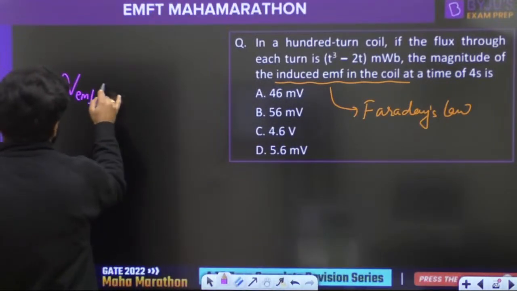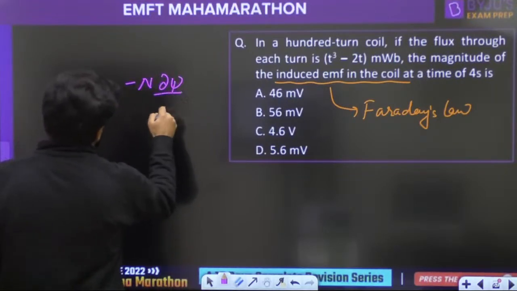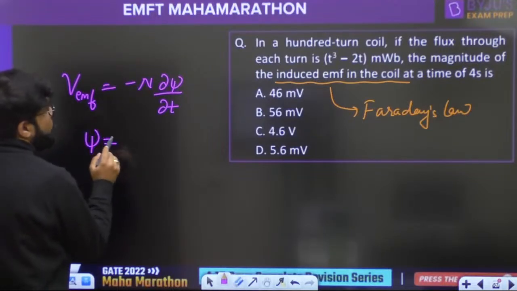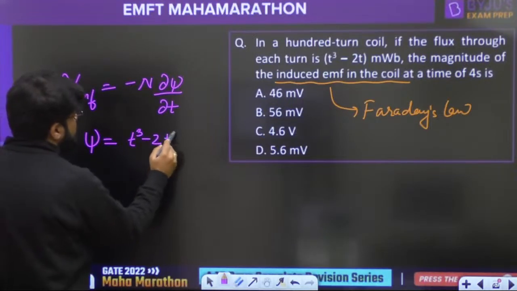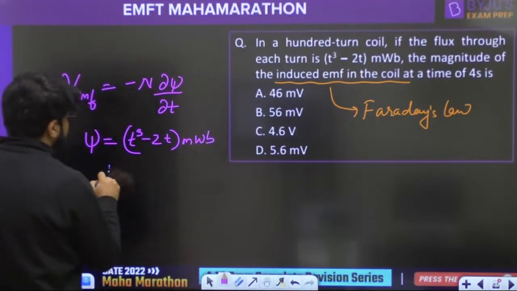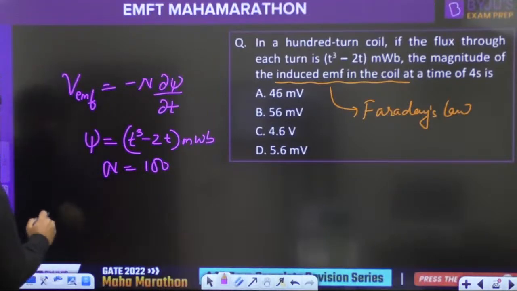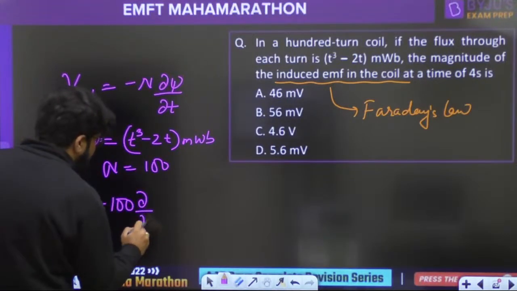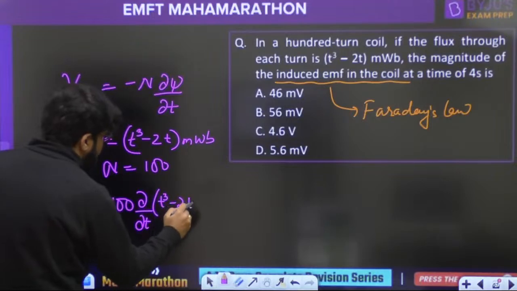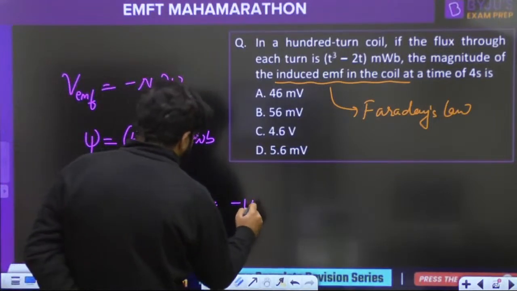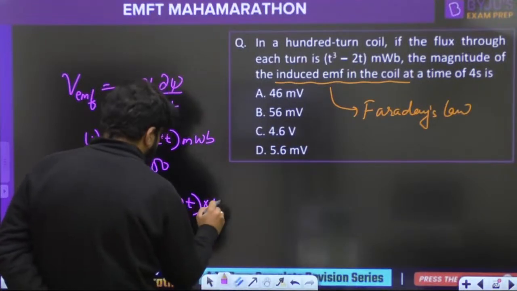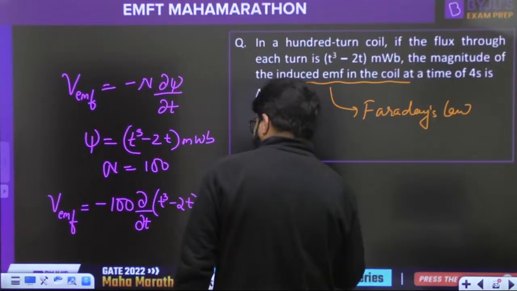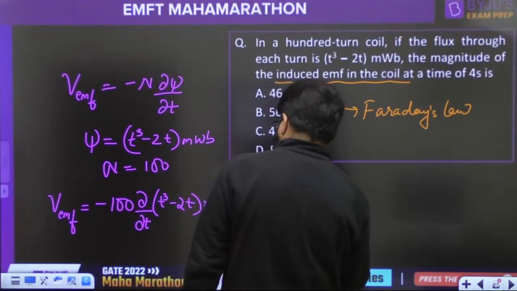The induced EMF, you can calculate it as minus N del xi by del t. What is the xi? The flux through each turn is t cube minus 2t in milliweber, and it's a 100-turn coil, so the value of N is 100. So the induced EMF is given by minus of 100 del by del t of the xi, that is t cube minus 2t. That becomes minus of 100, t cube minus 2t milliweber, so 10 power minus 3 multiplied. 100 into 10 power minus 3 is basically 0.1. Differentiation gives 3t square minus 2.